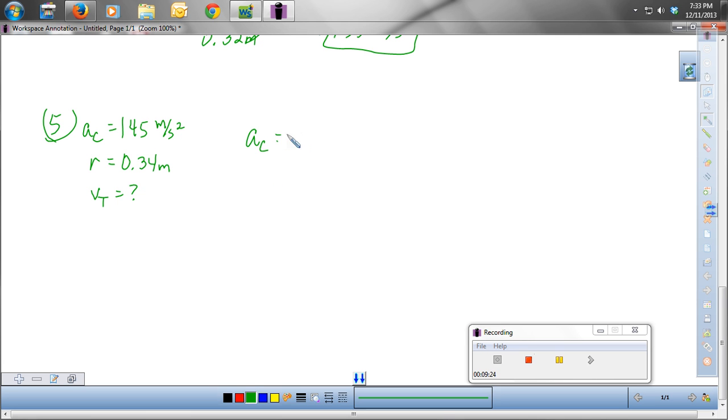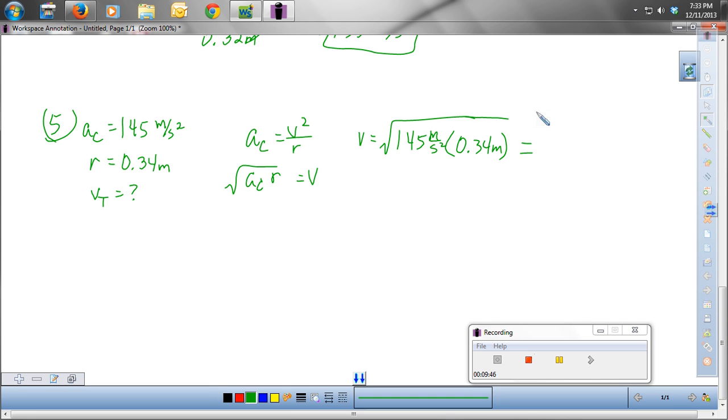Well, a_c is equal to v squared over r. So a_c times r, take the square root of that, that'll give you v. So I know that v is equal to the square root of 145 meters per second squared times 0.34 meters. So when I did that calculation, I got a value of 7 meters per second. All right, I'm going to stop there.